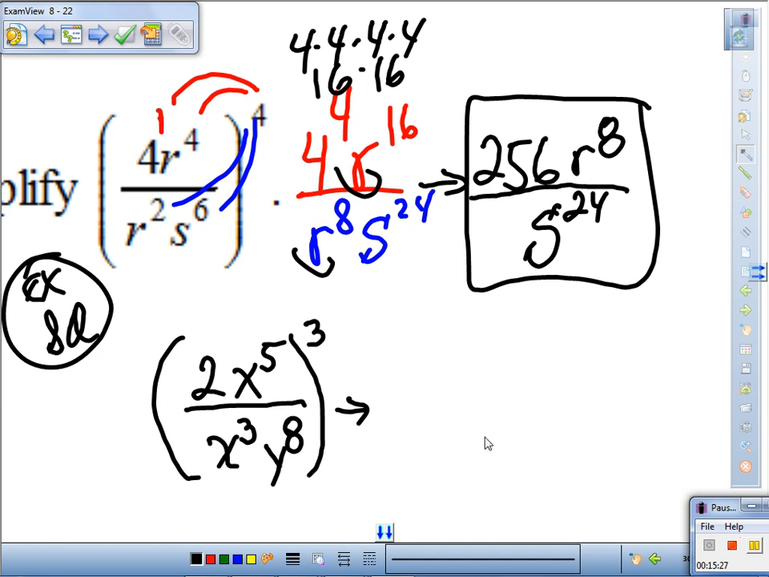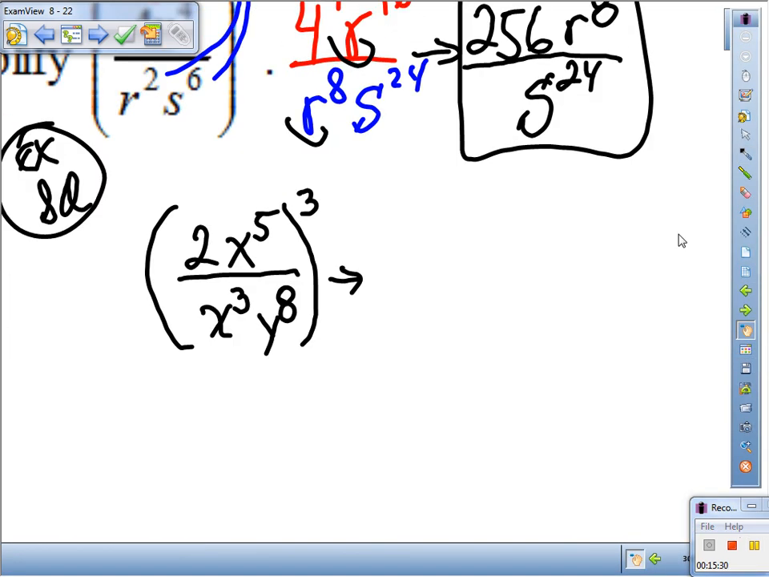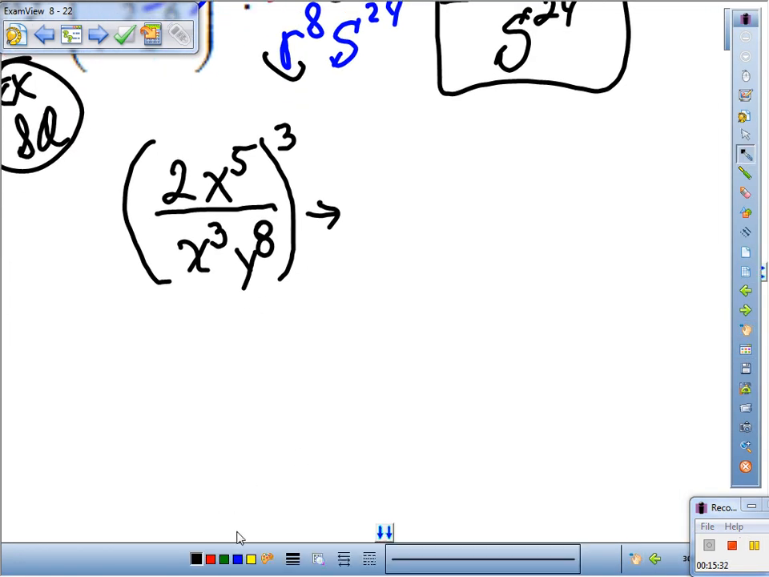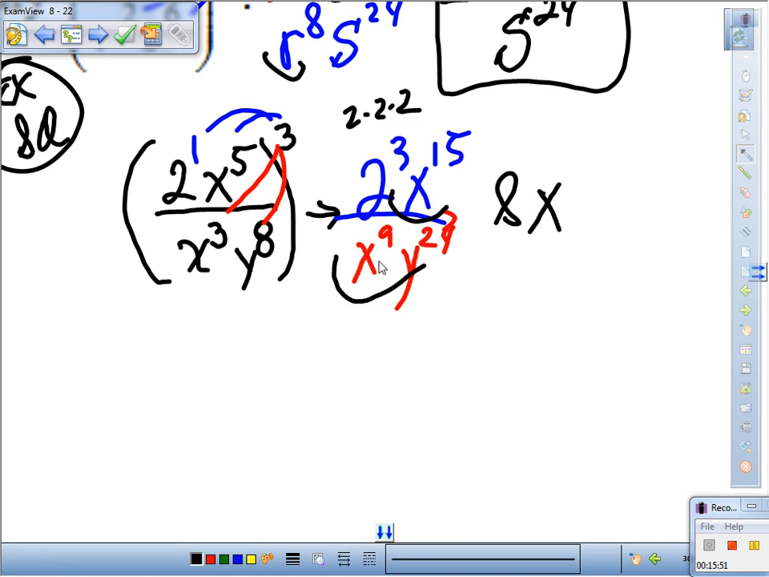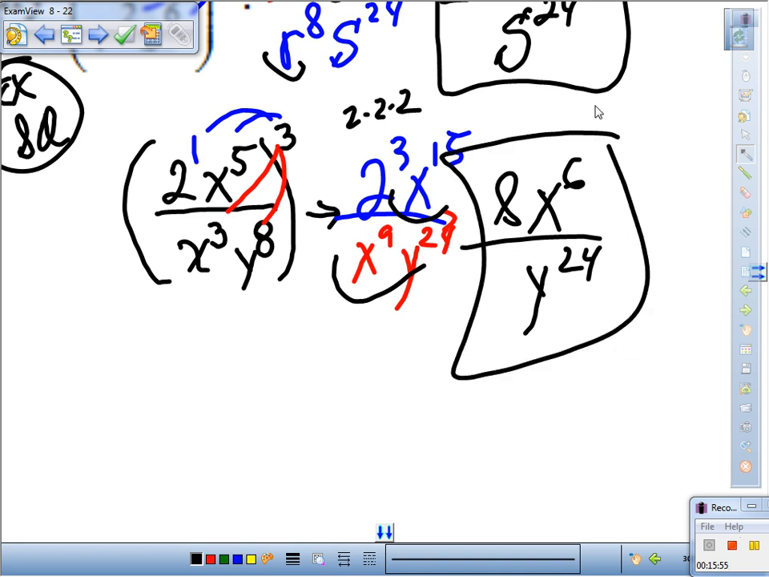Take a neighbor, what you got, please? Distribute: 2 to the 3rd, x to the 15. Distribute: x to the 9, y to the 24th. Simplify 2 times 2 times 2, that's 8. Same base, yes. 15 minus 9 is 6. And this one stays where it's at. Hands if you got that. Okay, good. Move on, number 9.